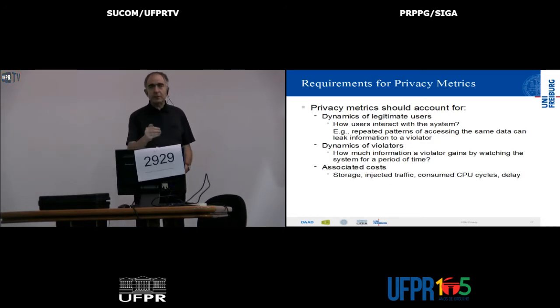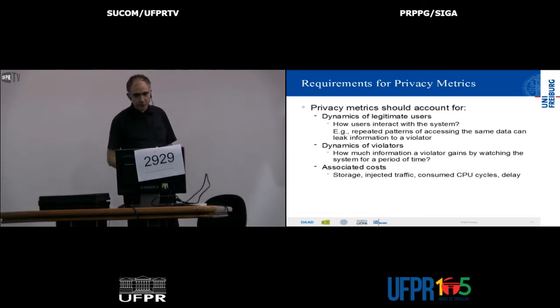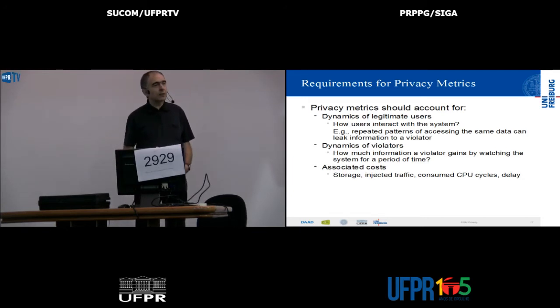So the dynamics of violators, of attackers, is hard to predict because you don't know them yet. Associated costs, of course, are storage, injected traffic, consumed CPU cycles. That's how we find out all these Bitcoin minings in browser. Suddenly your machine gets warm and you wonder why. Because in that picture there was some Bitcoin mining hidden using all the CPU cycles.